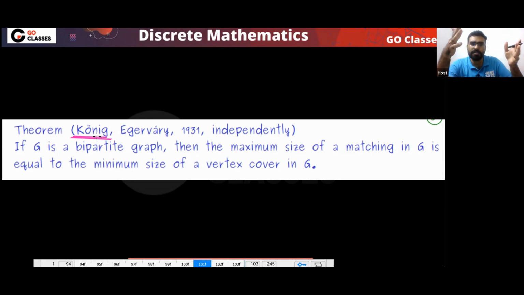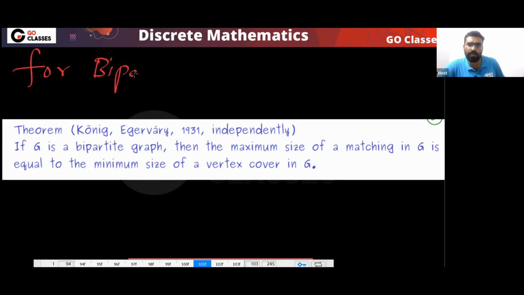See, this theorem is beyond GATE level, but it is extremely popular. So we will not see the proof, but you can remember this statement. This theorem is only for bipartite graphs.